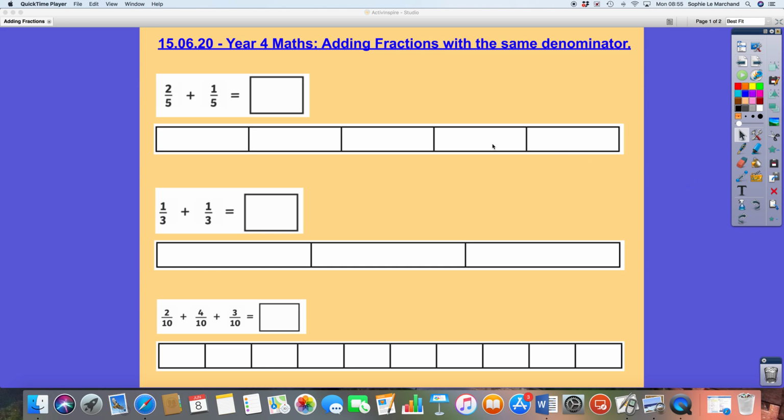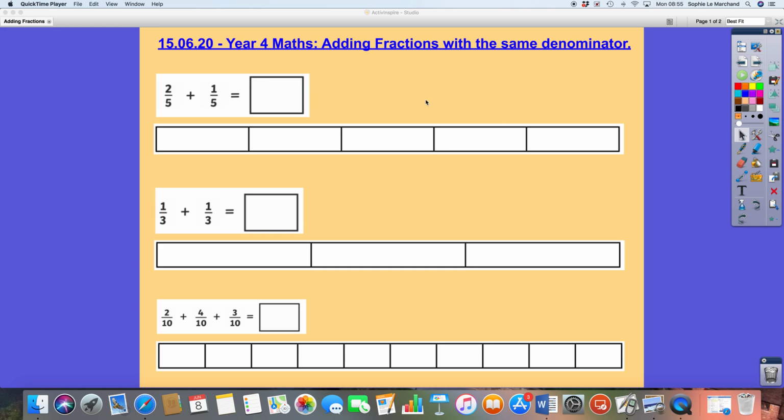So the first question we've got here is 2/5 plus 1/5. So the first thing we need to do is look at what the denominator is. So in this case we're working in fifths. So in order to help us, I've drawn a diagram of a whole which has been split into fifths, which is the same denominator for both fractions. 1, 2, 3, 4, 5.